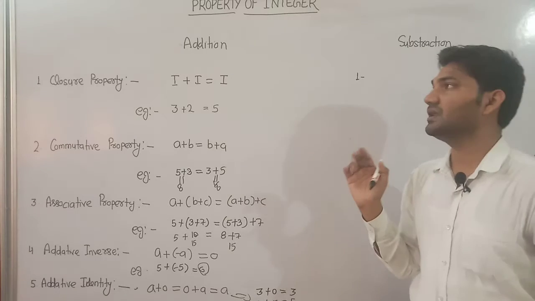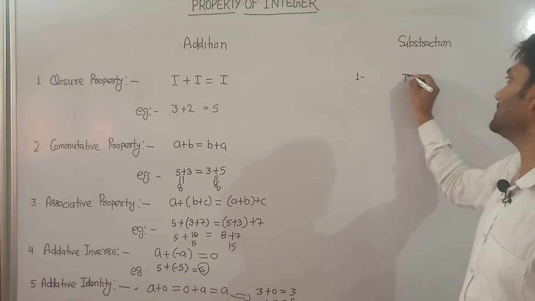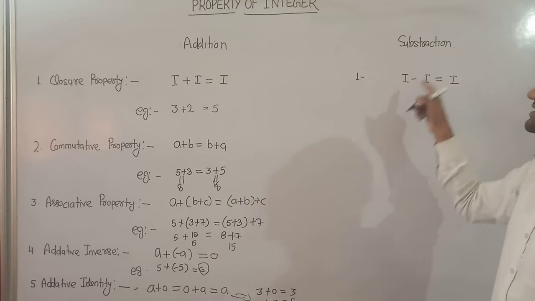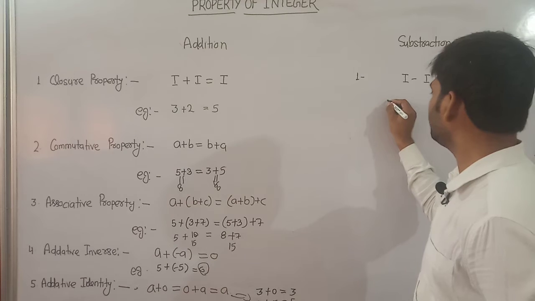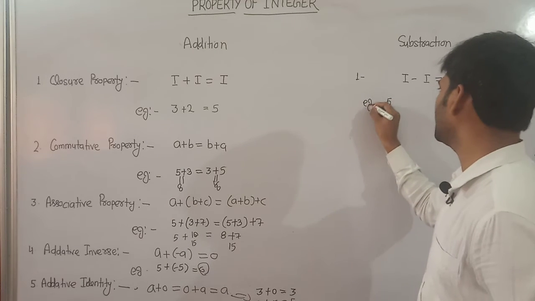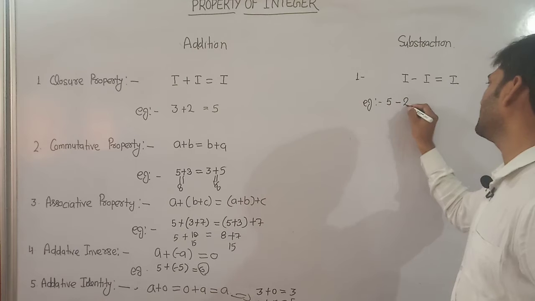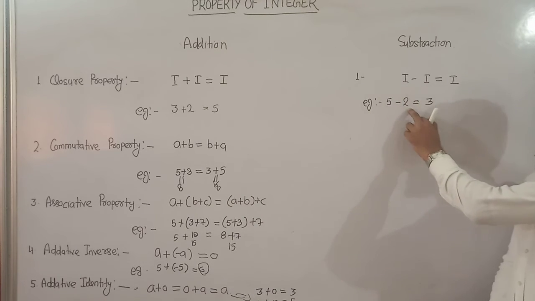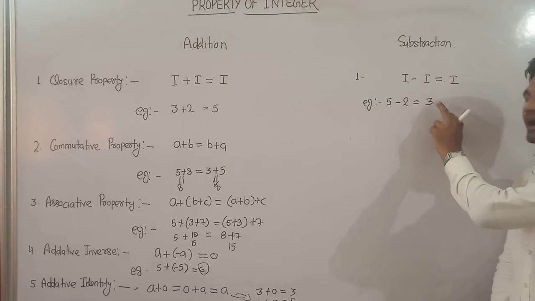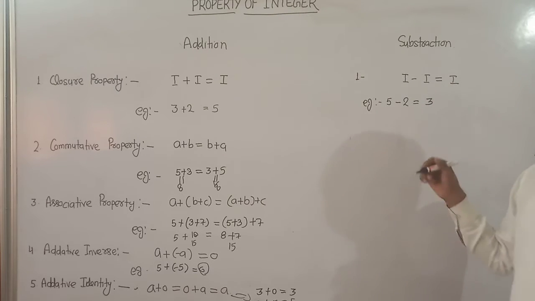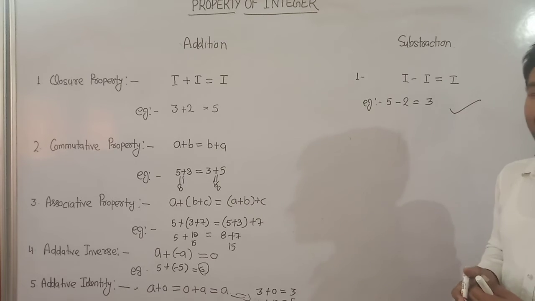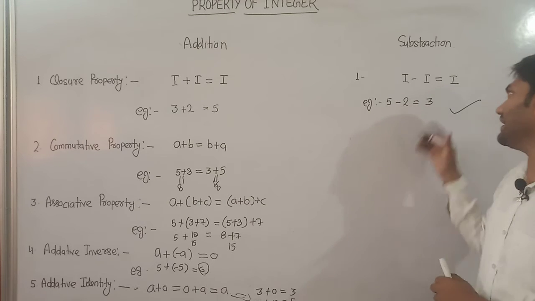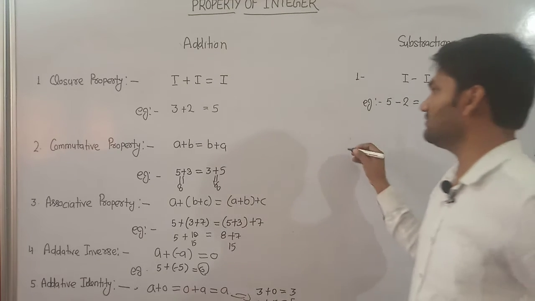This property is applicable if between two integers, their subtraction will always be an integer. Yes, that statement is true, because for any integers, take the example 5 minus 2, the result will be 3. It means 5 is an integer and 2 is also an integer, and the result is also an integer. It means the closure property is fulfilled for subtraction. Two integers' subtraction result will always be an integer.